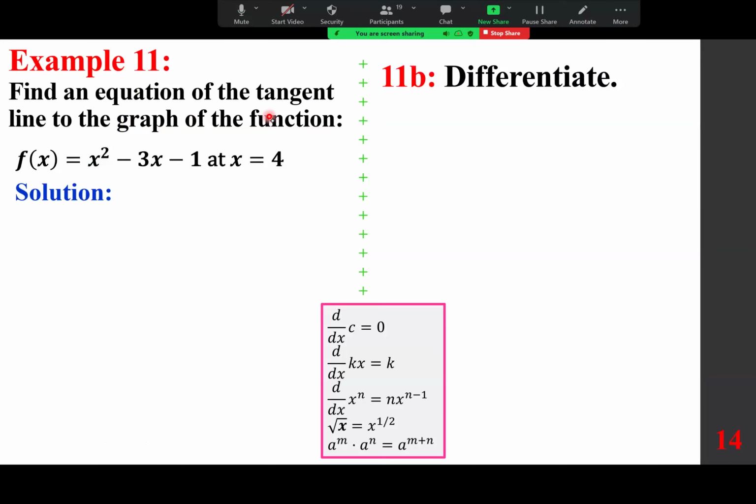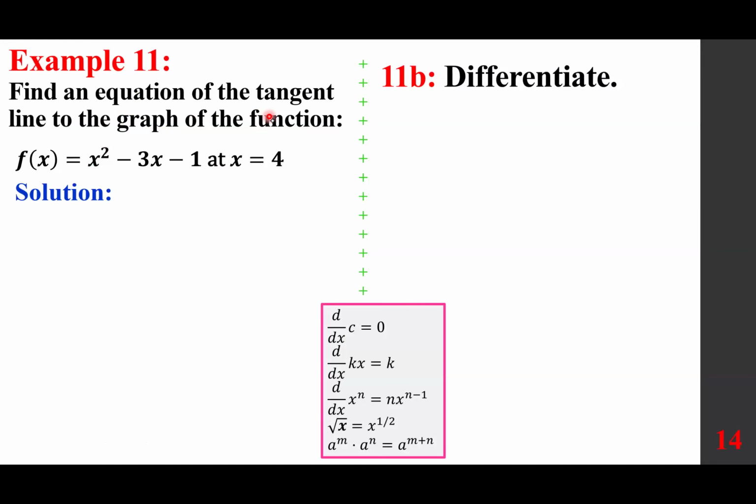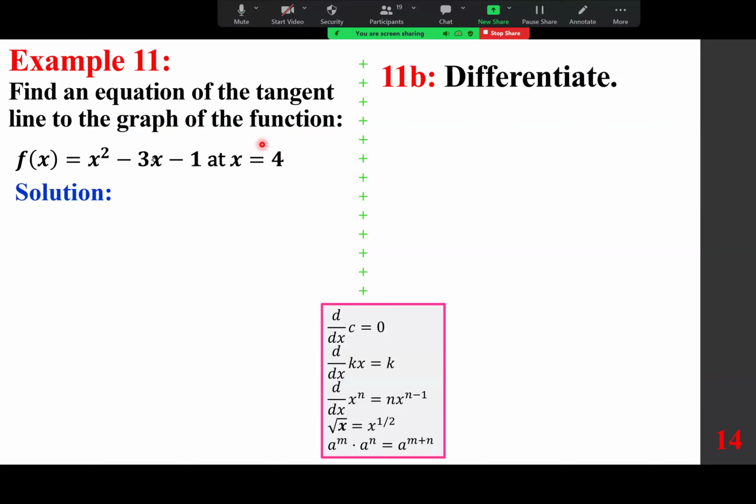Find an equation of a tangent line for the graph of this function. Remember, in order to find an equation of a tangent line, or any line for that matter, you need two things. You need a pair, and you need the slope. The pair, you plug in. The slope, you find f prime, and you plug in.